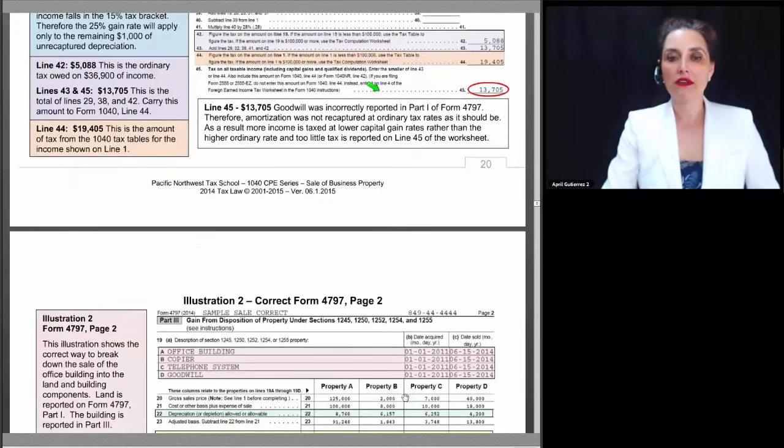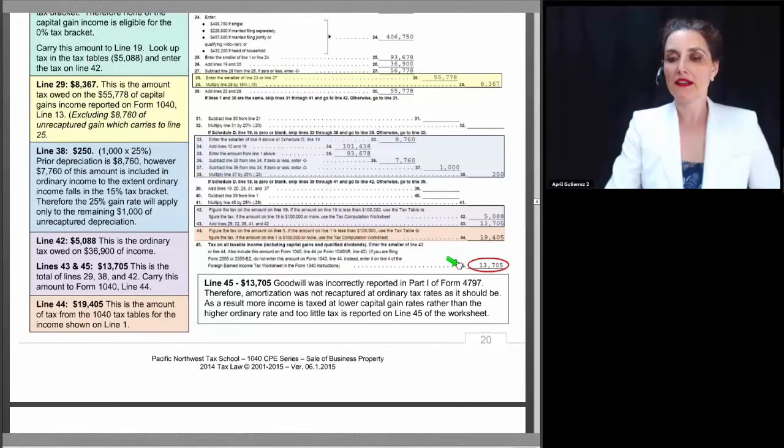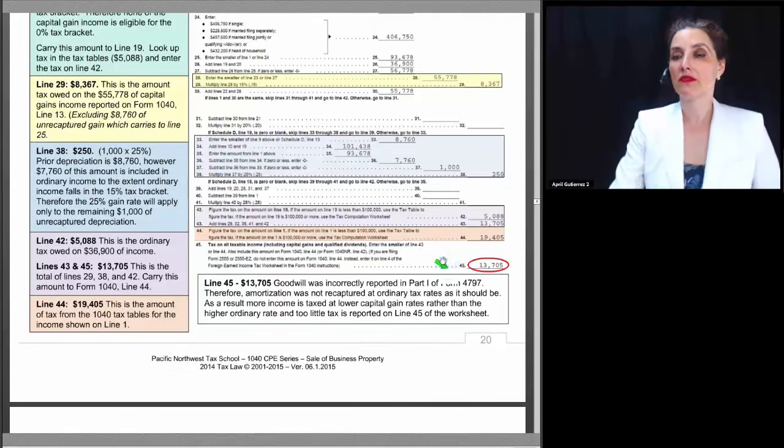So let's go over now and think about how that is going to be affecting the 1040 return. I'm telling you right now that this tax that we've got on line 45 is too low, and the reason it's too low is that we have not done a recapture of amortization claimed on the goodwill.